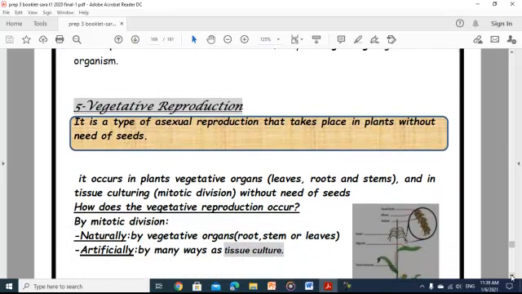Next, we call it vegetative. Vegetative from the name. Why vegetative? Because it's in vegetables. So it's a type of asexual reproduction taking place in plants, but without seeds. Because it's asexual reproduction. How? By some parts of the plants, maybe leaves or roots or stem. The most common may be roots or leaves. Roots like, for example, carrot, onion, potatoes. Stem like sugar cane, potatoes. Roots, sweet potatoes, while stem, potatoes itself.